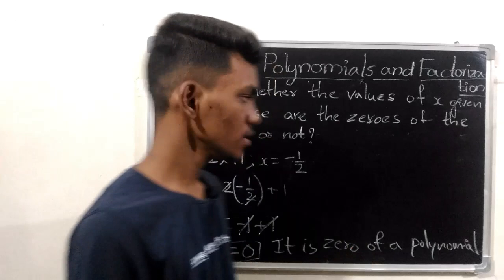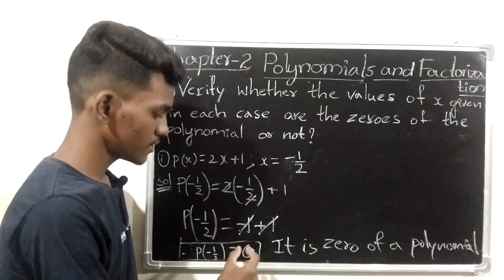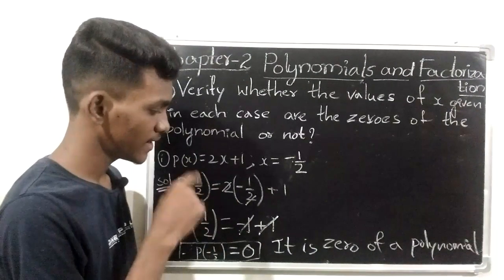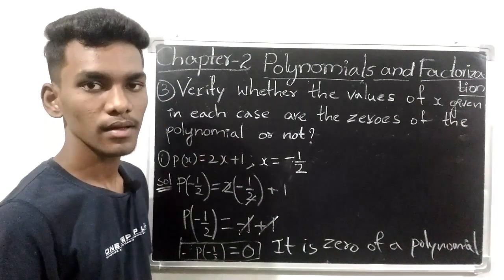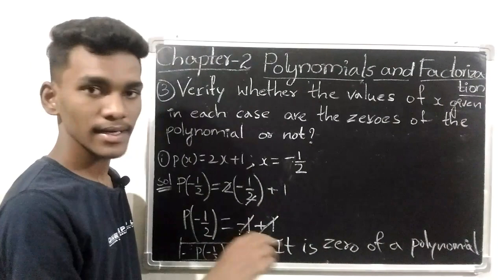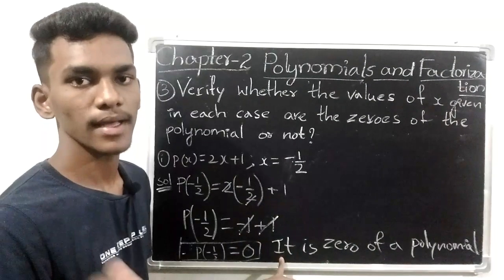So in this question, after substitute x value, we get the solution equal to 0. If we get 0, then it is a 0 of the polynomial. Otherwise, if it get different value, so it is not a 0 of the polynomial.